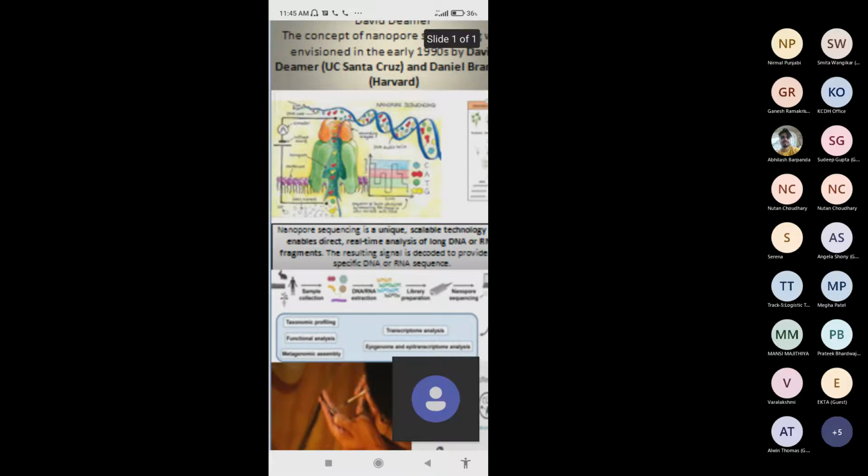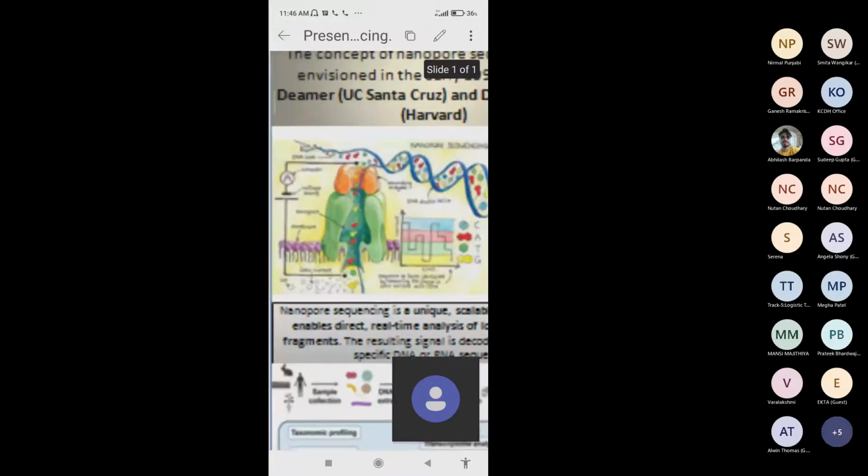And from that protein, as the nucleotide moves through it, an electrical signal is being generated, and that electrical signal is being recorded, so we are able to analyze what the sequence is. As we could see here, the potential is being met, and the change in the potential is always being measured.